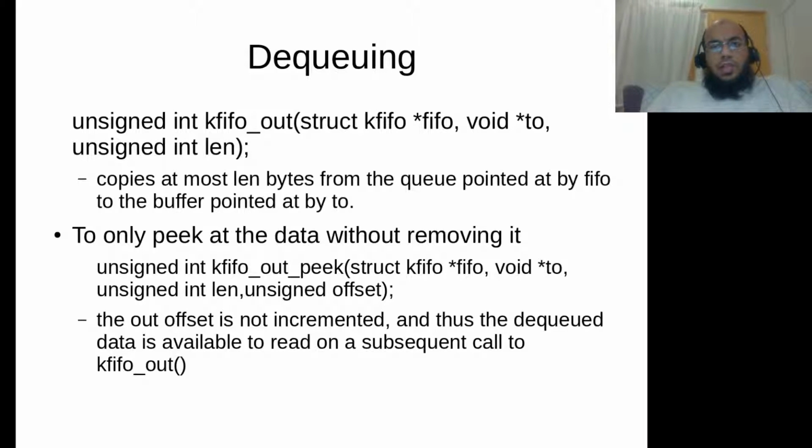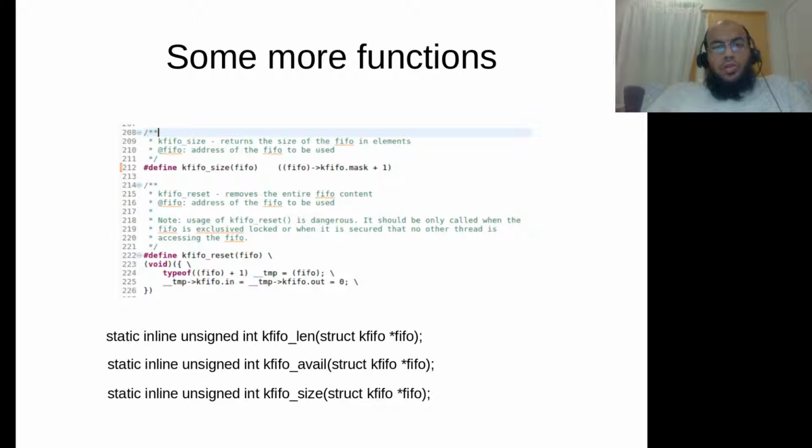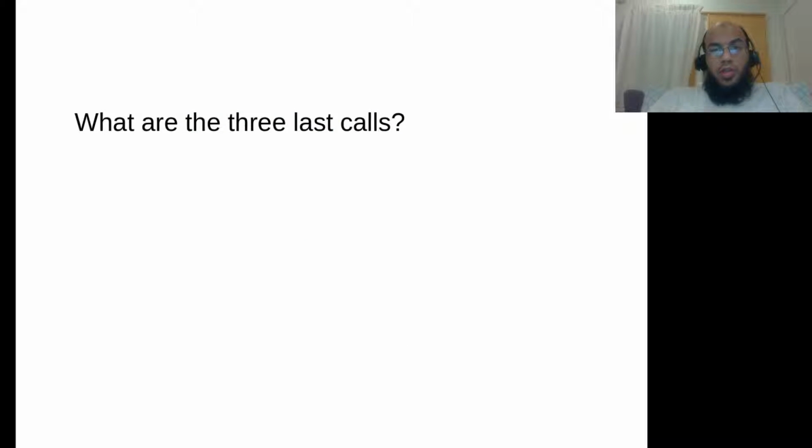Let us say that there are also other functions that are implemented in the kfifo implementation. Some of these are, for example, kfifo_len, kfifo_avail, kfifo_size. And I would like you to go through the file and basically figure out what these three calls do.